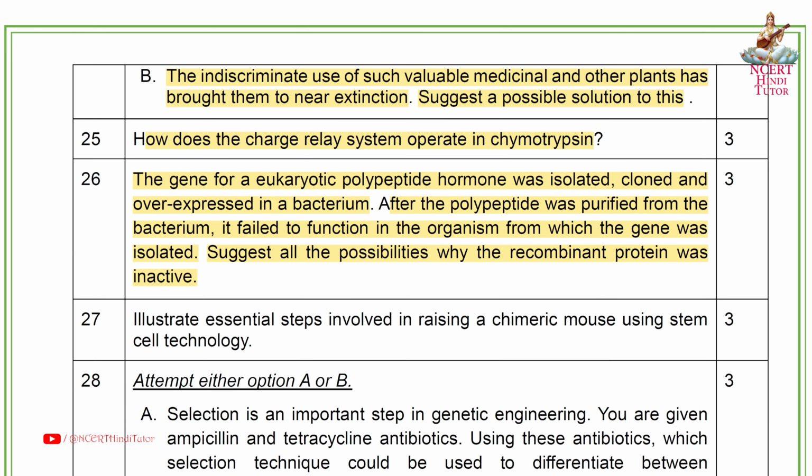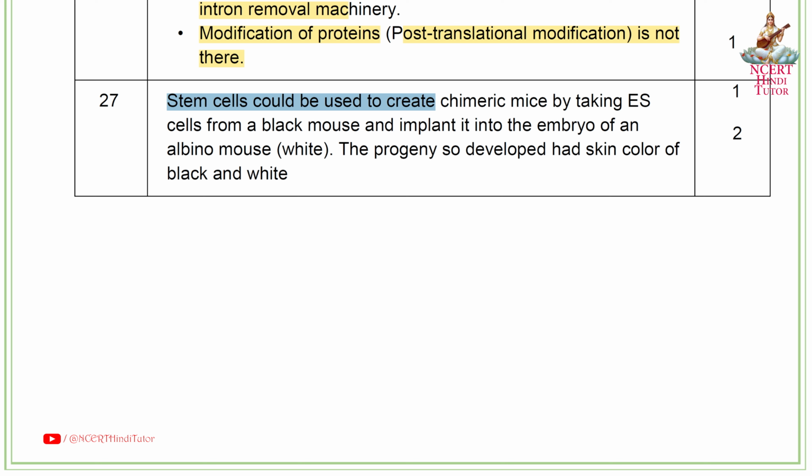Question 27. Illustrate essential steps involved in raising a chimeric mouse using stem cell technology. Answer. Stem cells could be used to create chimeric mice by taking ES cells from a black mouse and implanting it into the embryo of an albino mouse, that is white.